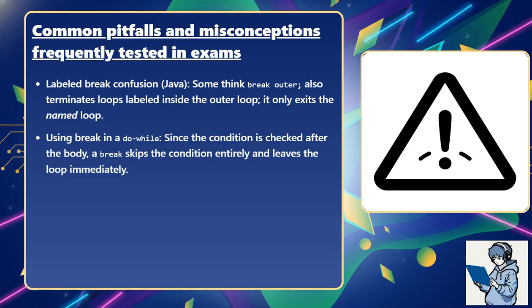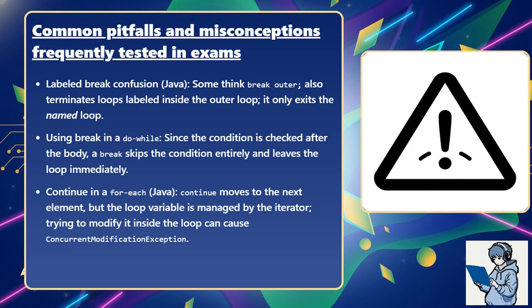Using break in a do-while: since the condition is checked after the body, a break skips the condition entirely and leaves the loop immediately. Continue in a for-each in Java: continue moves to the next element, but the loop variable is managed by the iterator. Trying to modify it inside the loop can cause a concurrent modification exception.